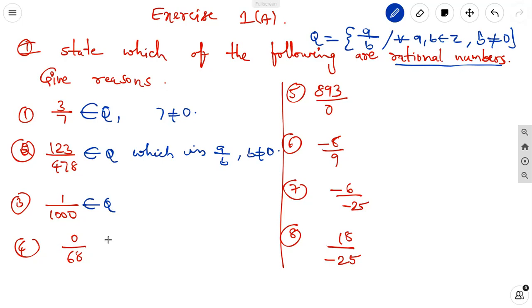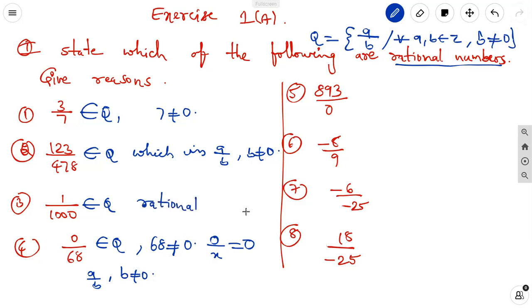0 by 68 also belongs to Q. Whatever the value in the denominator, 0 by that number is equal to 0 only. So it clearly belongs to Q. Why? Because the denominator is not equal to 0, and it is in the form a by b, where b is not equal to 0. You can concentrate on the denominator part only. Belongs to Q means it's a rational number.